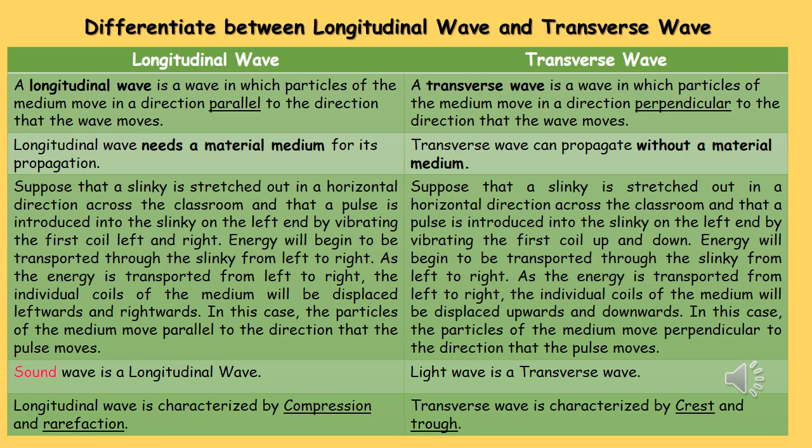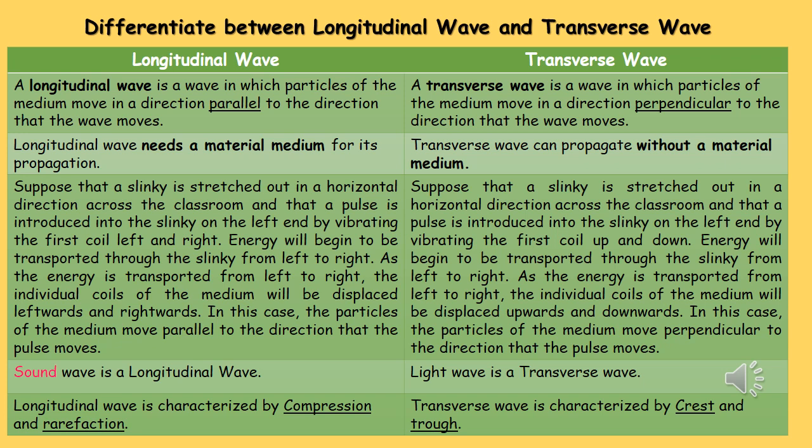Let us differentiate between longitudinal wave and transverse wave. Longitudinal wave is a wave in which particles of the medium move in a direction parallel to the direction of propagation of wave. On the other hand, a transverse wave is a wave in which particles of the medium move in a direction perpendicular to the direction of propagation of wave.